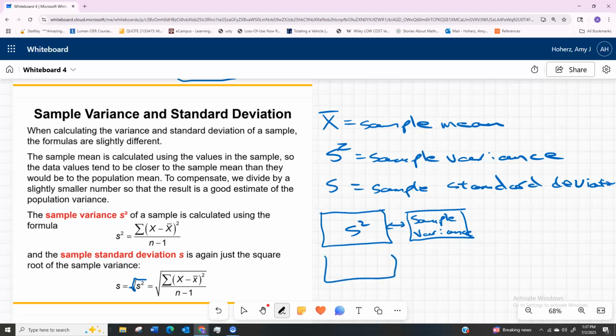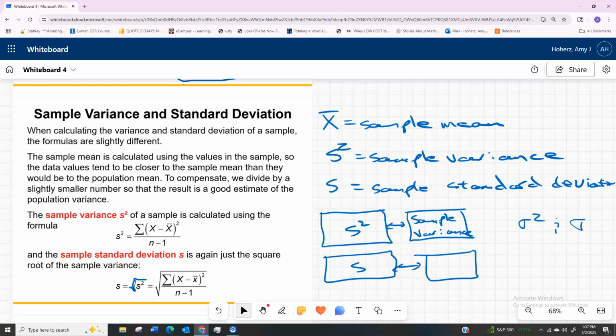And then, of course, you're going to have a card that has the S, and on the other side you're going to put sample standard deviation, and then do the same thing for the sigmas. So you'd have one for sigma squared and one for sigma, with population variance and population standard deviation.